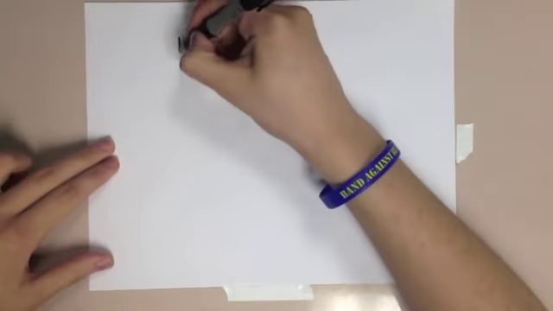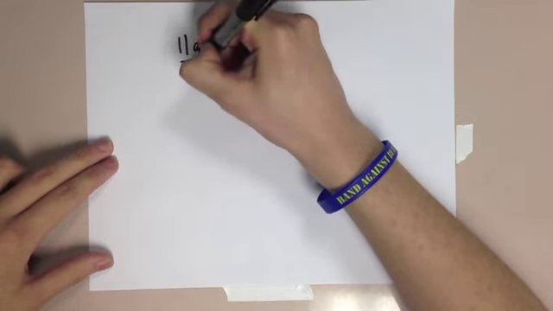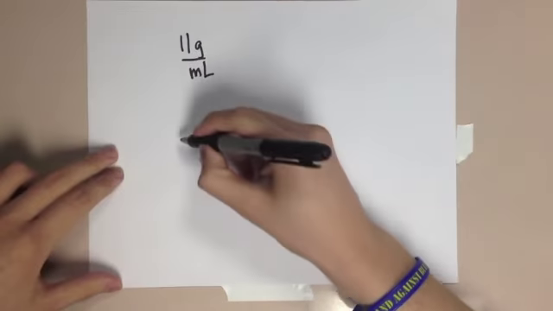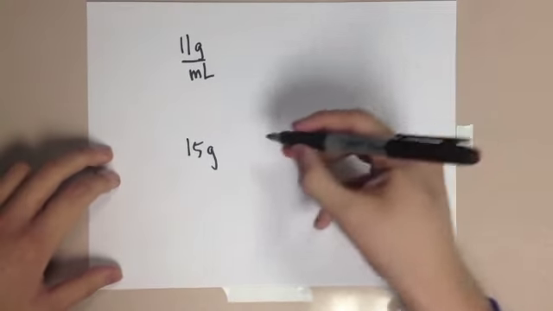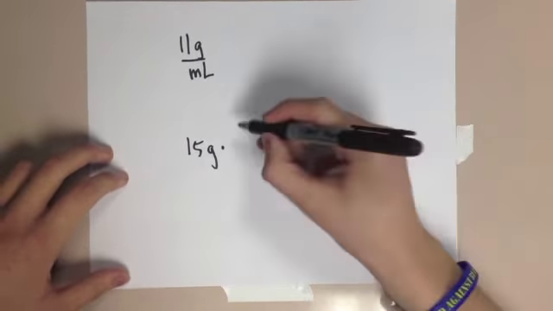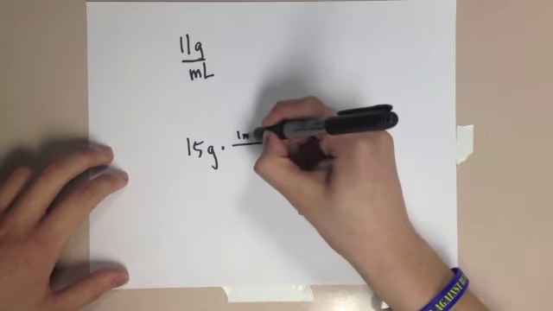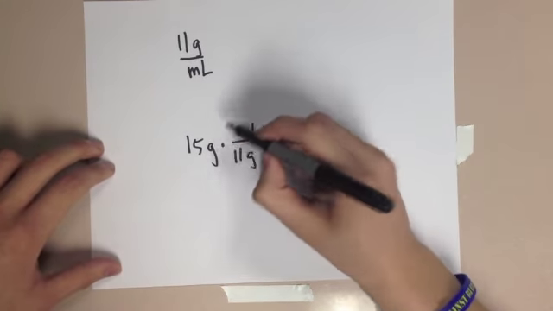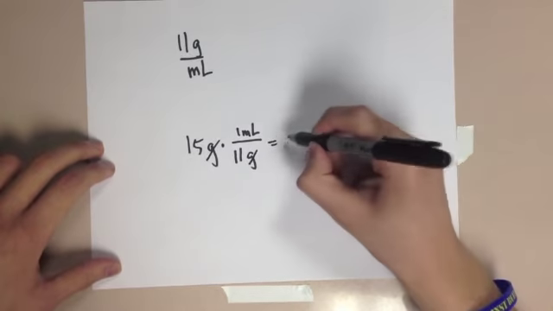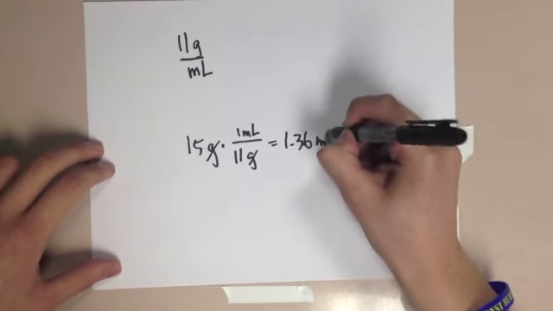Finally, let's say that we have a solution with a density of 11 grams per milliliter. If we know that we have a solution that contains 15 grams of solute, or dissolved material, we can find out how many milliliters of solution we have. So for every 1 milliliter of solution, we have 11 grams of solute. Now we multiply the 15 grams by 1 milliliter per 11 grams to find out how many milliliters we have. We can cancel out the grams and find that we have 1.36 milliliters of solution.